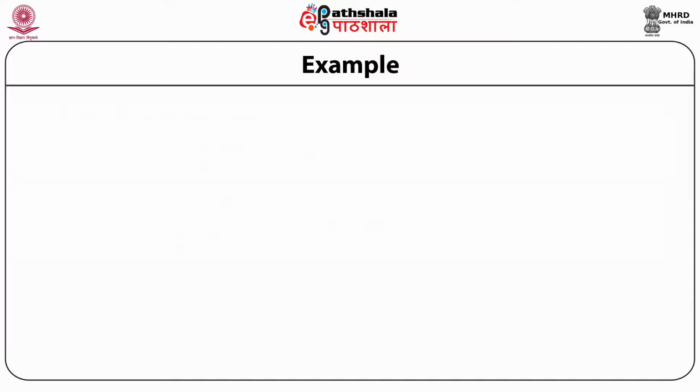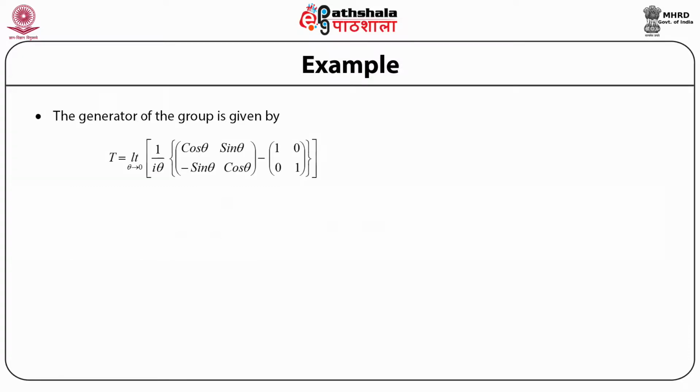Now, an interesting and important thing is to obtain the generators of the group. From the definition of the generator, since SO(2) is a one-parameter group, it has only one generator. Let's call that generator T. Then from the definition of the generator given earlier, T is equal to the limit as theta goes to 0 of 1 upon i theta times the rotation matrix R(theta), cosine theta, sine theta, minus sine theta, cosine theta, minus the identity, which is 1, 0, 0, 1.